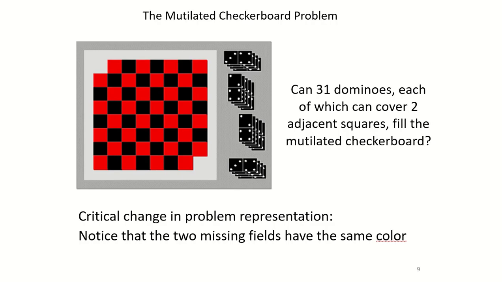Here's another problem that's sometimes used to study insight, and this is called the mutilated checkerboard problem. Question here is that you get this board of dominoes, and you're being asked, can 31 dominoes, each of which can cover 2 adjacent squares, fill this mutilated checkerboard? So you see in this board that there's a piece missing here and a piece missing there, and you're being asked, is it possible to fill this whole board without one being left open or without one piece sticking out?